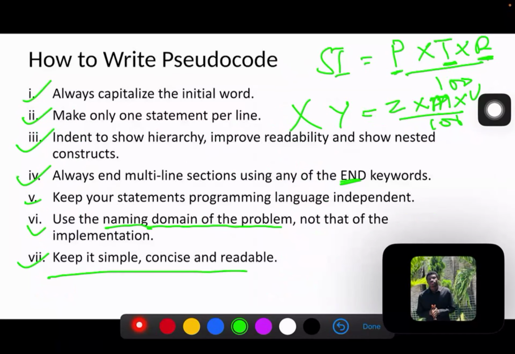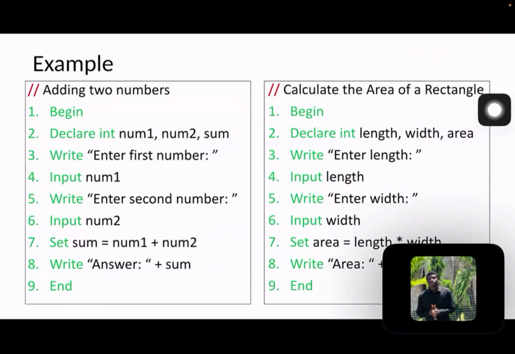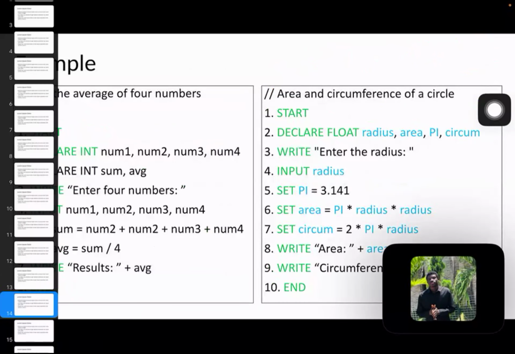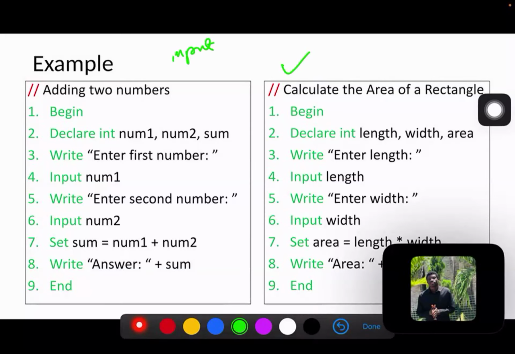Don't complicate anything. So now let's see some examples of pseudocode. In the first example, we have a program that is adding 2 numbers. So how do we add 2 numbers? Let's think about it. For our input, we need 2 variables, maybe let's say X and Y.